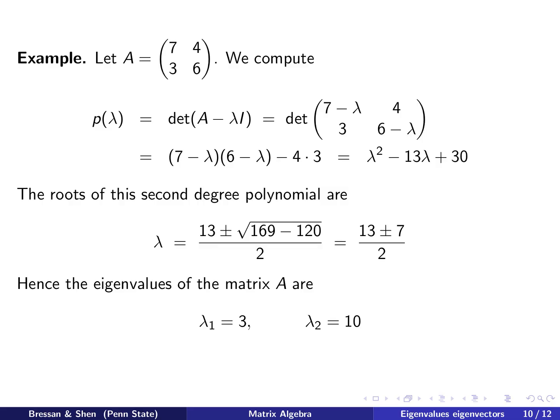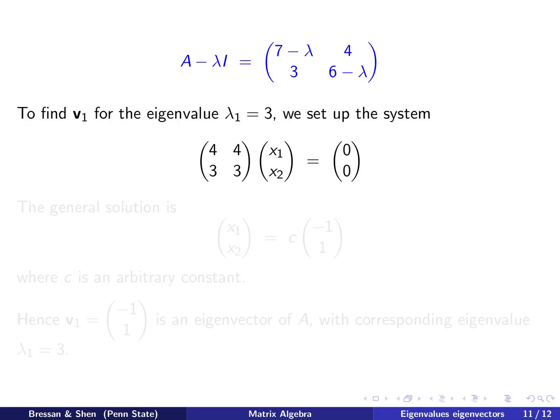Okay, so if you put in the minus sign, you get 6 over 2, which is 3. We call that lambda 1. And with the plus sign, you get 20 over 2, which is 10. So we have two eigenvalues: lambda 1 is 3, lambda 2 is 10. So we completed step 1. And next, we want to find the eigenvectors.